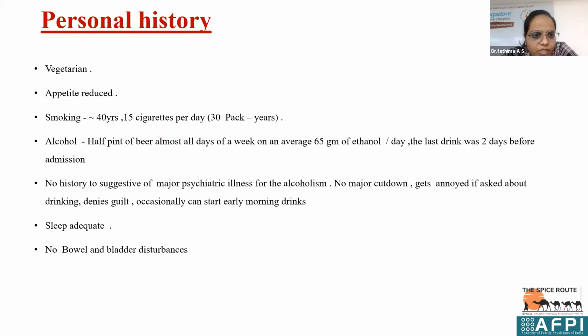Personal history. Patient is a vegetarian, appetite reduced, smoking for around 40 years, 15 cigarettes per day, and 30 pack years. Alcohol, half pint of beer almost all days of the week, on an average of 60 gram of ethanol per day, and the last drink was 2 days before admission. No history suggestive of major psychiatric illness for the alcoholism. No major cut downs. Gets annoyed and denies guilt, and occasionally can start early morning drinks. Sleep is adequate. No bowel and bladder disturbances.